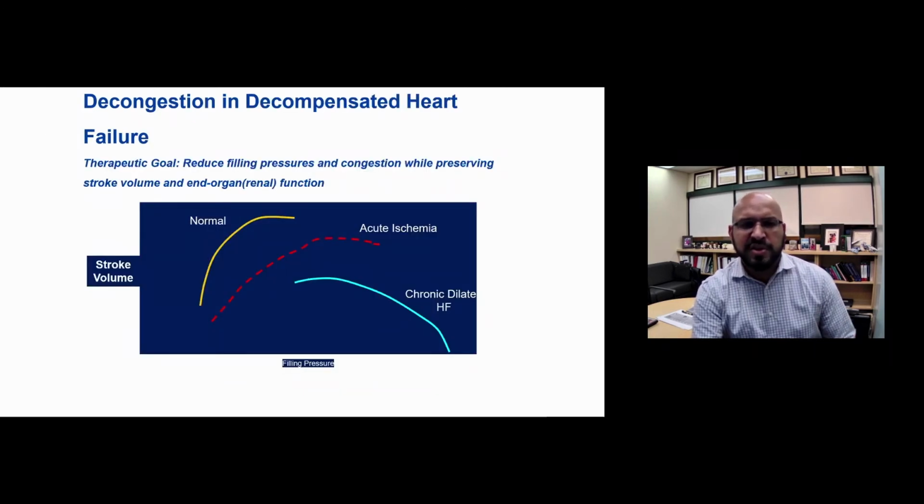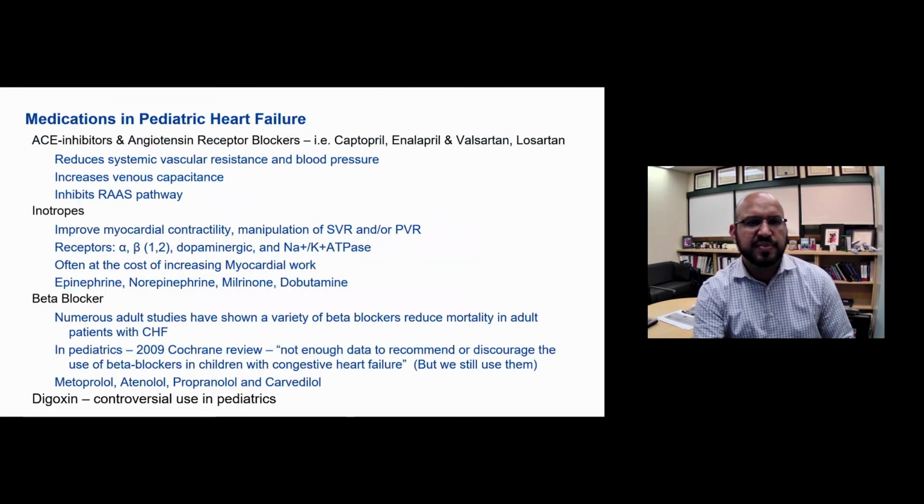And here the therapeutic goal really is to reduce filling pressures and congestion while preserving stroke volume and end organ function. And you can see that if there is an early, timely approach to this, then the pressure volume curves can remain as close to normal as possible. However, if it is very delayed or chronic in nature, then there may be little in the way of trying to remodel some of these factors.